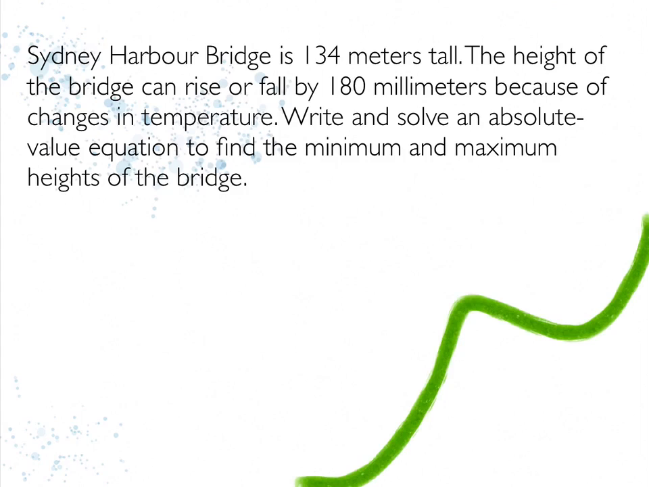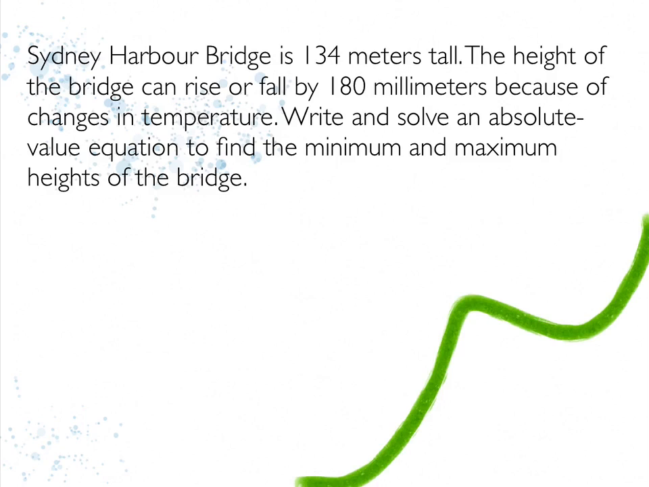Okay, we're going to look at some word problems. We won't do too many of these because they kind of get redundant. So this is the Sydney Harbor Bridge. It is 134 meters tall, and the height of the bridge can raise or fall by 180 millimeters because it changes temperature, and that's just true with every road and every bridge. Write and solve an absolute value equation to find the minimum and maximum heights of the bridge.